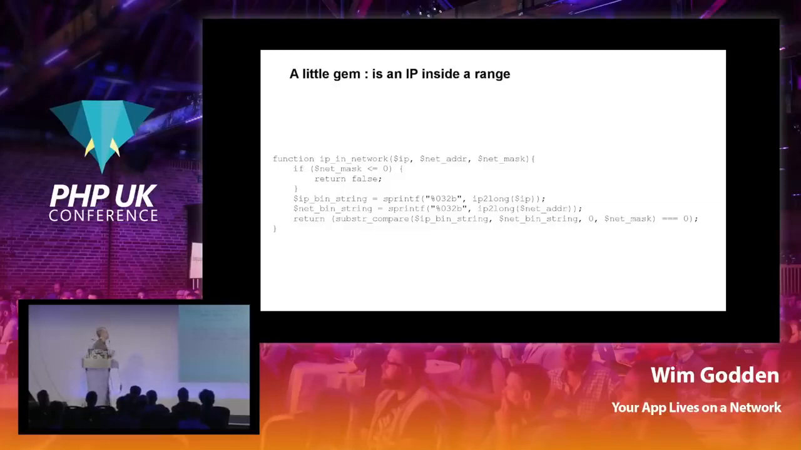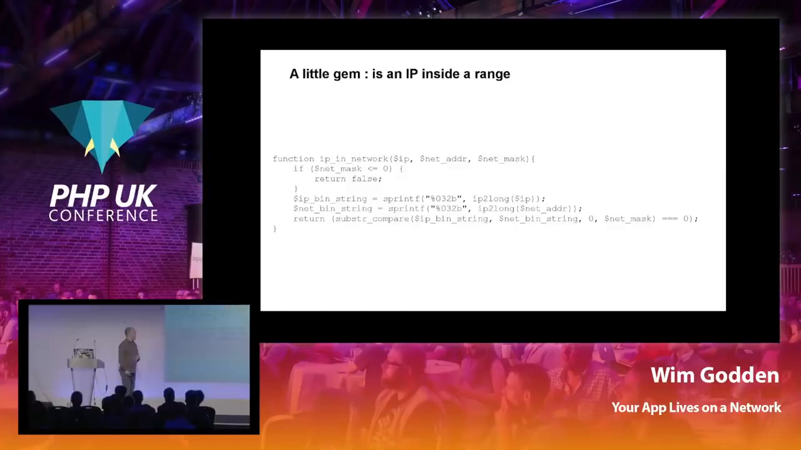Just something I want to throw in between. If you ever want to check if an IP is inside a range, we're at a PHP conference, so I have to show something of PHP, right? This is a very convenient piece of code, which avoids all sorts of parsing and checking with dots and splitting and weird calculations. Basically, it's using ip2long to turn an IP address into a long and then printing the 32 bits, and running substr_compare just to check: is this IP within this range? In 6 lines of code? Very convenient.